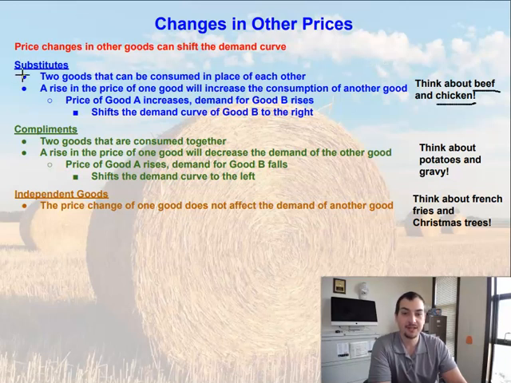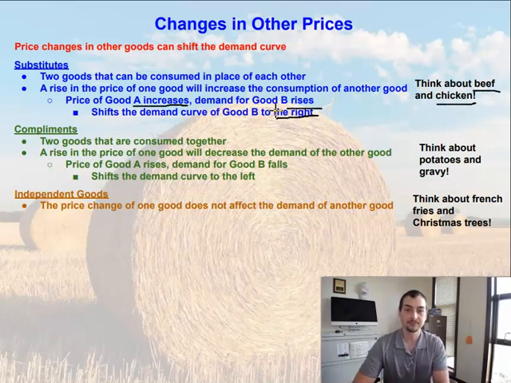So if the two goods are substitutes, if the price of good A increases, the demand for good B will rise. And essentially, it will shift the demand curve for good B to the right. So if the price of beef goes up, it's going to shift the demand curve for chicken to the right. Now, if the price of chicken goes up, it's going to shift the demand curve for beef to the right. Or if the price of beef falls, it's going to shift the demand curve for chicken to the left, indicating that they're actually going to consume less chicken. They're going to want less chicken.